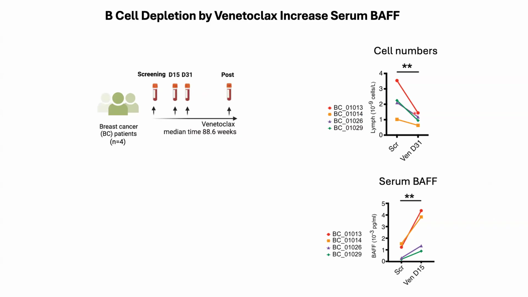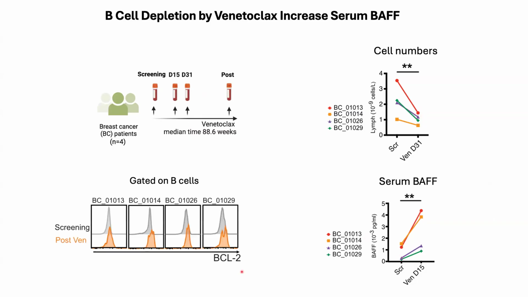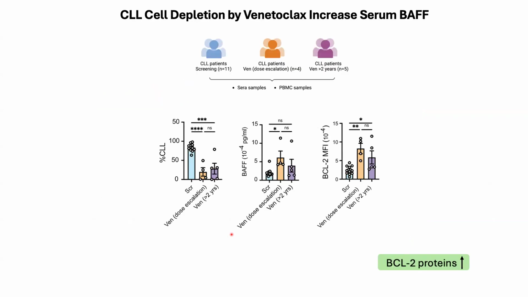Consistent with what we'd expect, we see a decrease in the number of B cells in 4 patients taken shortly after venetoclax treatment. That's coincident with an increase in serum BAFF in all of these patients. Likewise, we see a modest but significant increase in the levels of BCL2 in the B cells after venetoclax treatment, consistent with the hypothesis that by driving B cells down, you get a coincident increase in BAFF levels that drives higher levels of BCL2 in the cells that remain. In the second cohort, we took CLL patients that were receiving just venetoclax as part of their therapy.